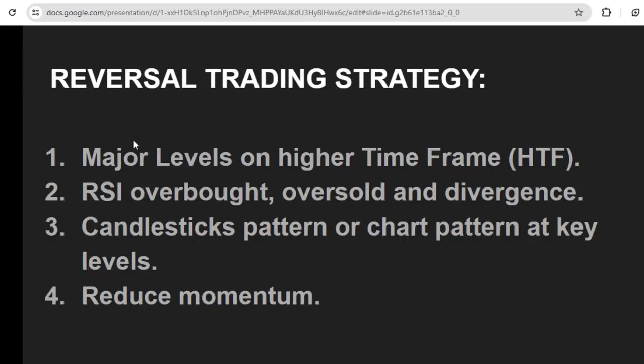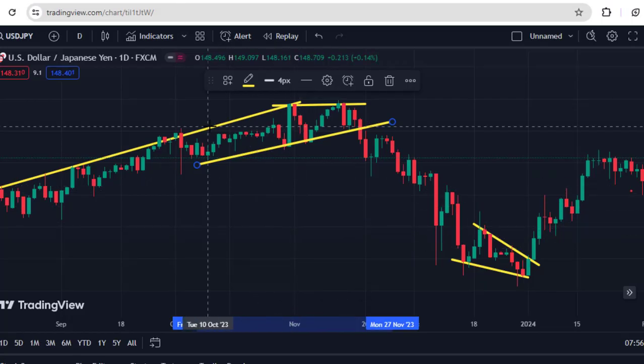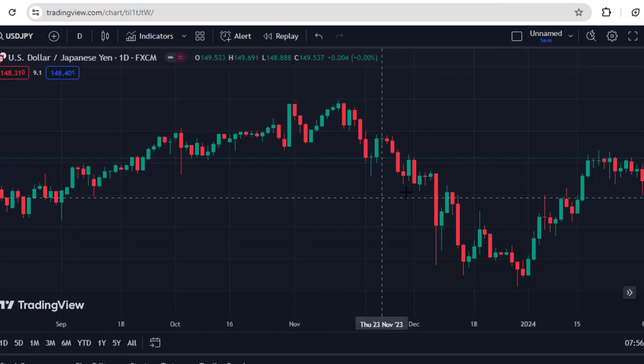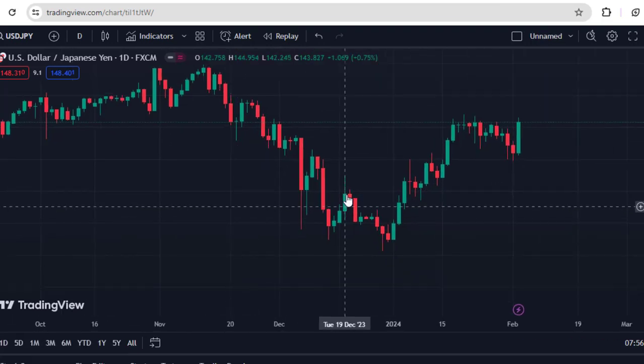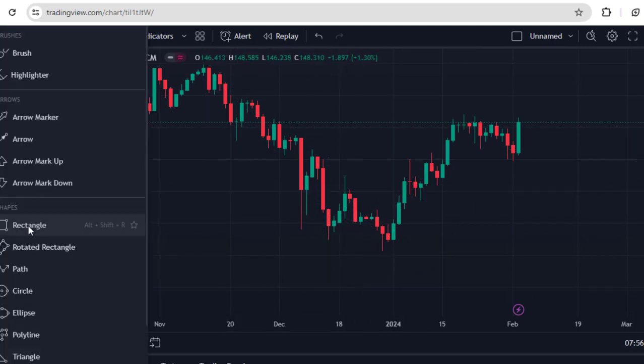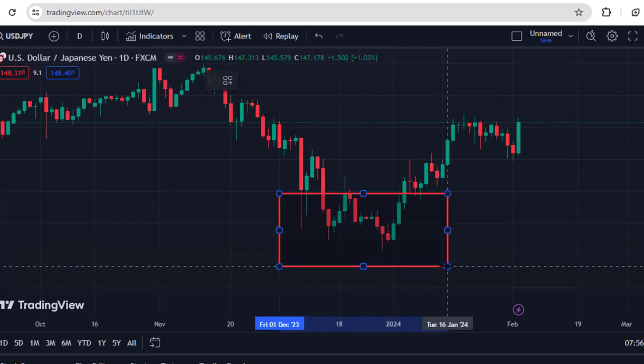The last sign here is reduced momentum on the lower time frame. So if you are on the higher time frame, for example, in this case, the 1-day chart, USDJPY, you have to take into consideration the very level. So let me clear this off my chart. And if you take this very level of support, when markets move downward, and you take this level of support into consideration, then you go back to your lower time frame and look for reduced momentum.